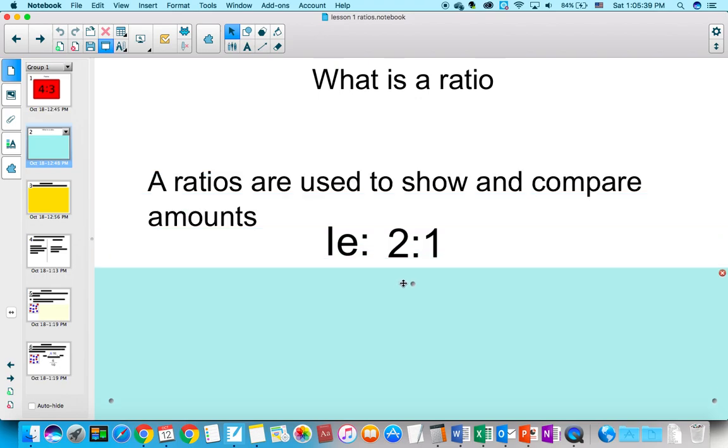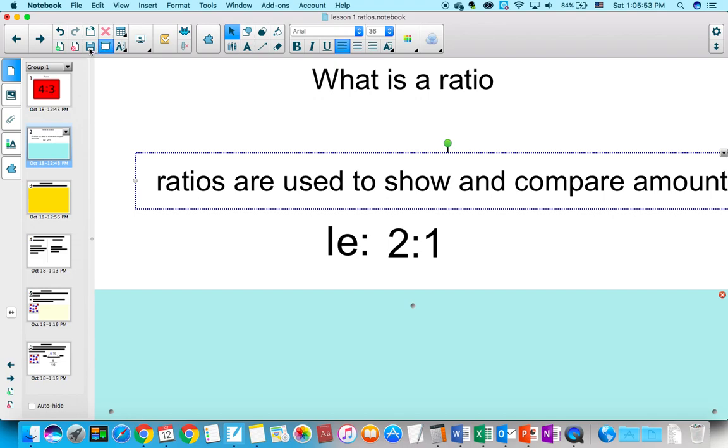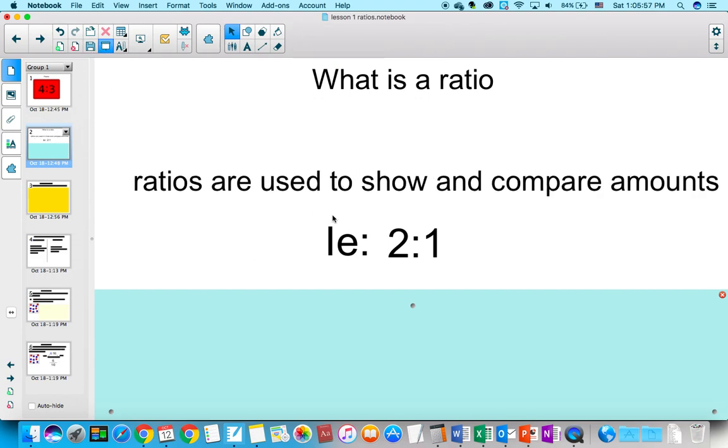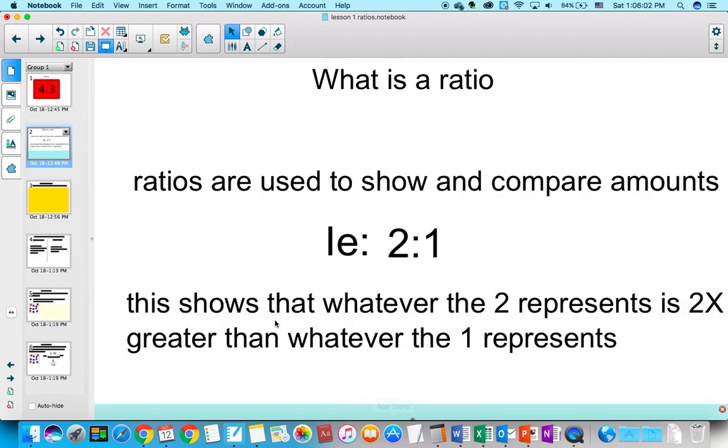Well, ratios are used to show and compare different amounts or different proportions or different things, right? So I'm just going to fix that right now so you can see me edit. There you go. Ratios are used to show and compare amounts, right? So for example, you have 2 to 1. What this ratio means is whatever the 2 represents, it's 2 times more than whatever the 1 represents.